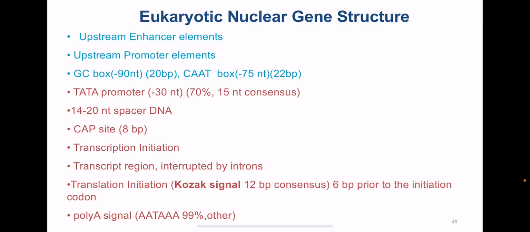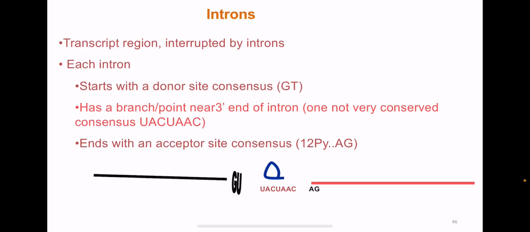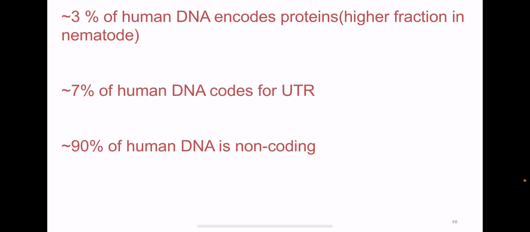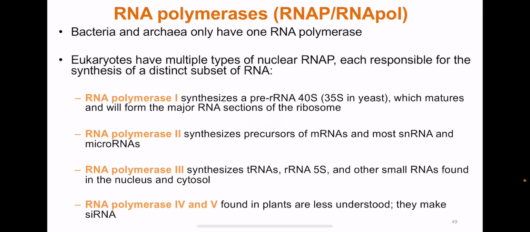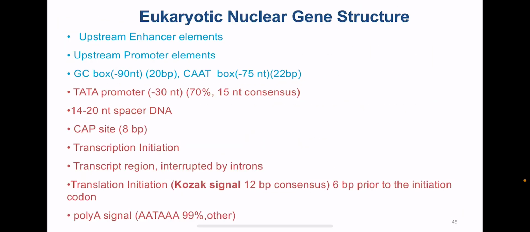So let's look at the eukaryotic nuclear gene structure. I think we know how the gene in prokaryotes looks, with the negative 35 and negative 10 sequences, the promoter and so on, right? So let's look at the same thing for the eukaryote. We have upstream regions, an upstream enhancer element, and upstream promoter regions.